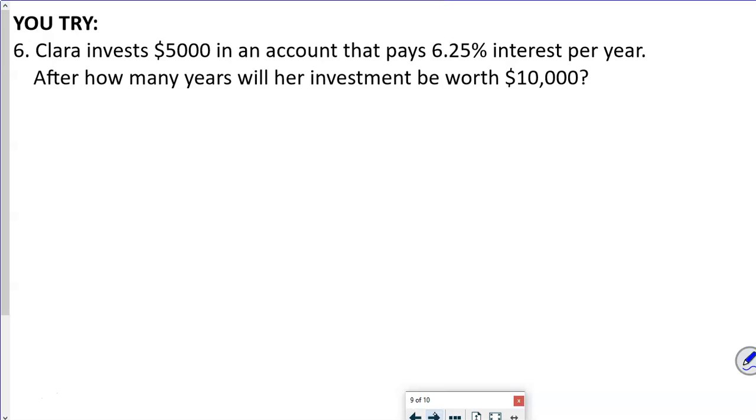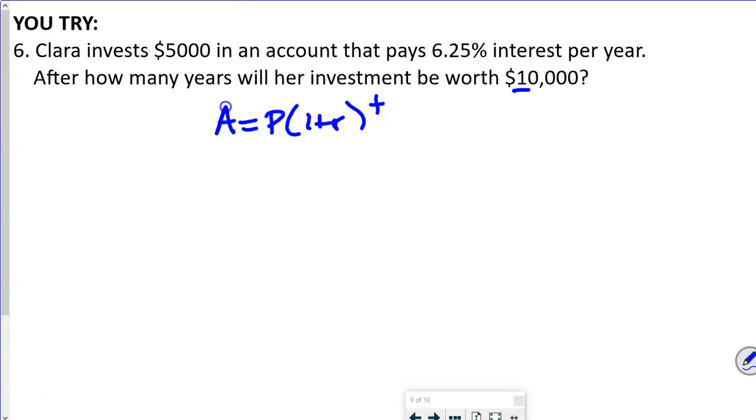So number 6, go ahead and try this one and come back to me when you're done again. So on this one, it says Clara invests $5,000 in an account that pays 6.25% interest per year. After how many years will her investment be worth $10,000? So this one does not have continuous compounding. So this is going to be A is equal to P times 1 plus r to the t power, right?